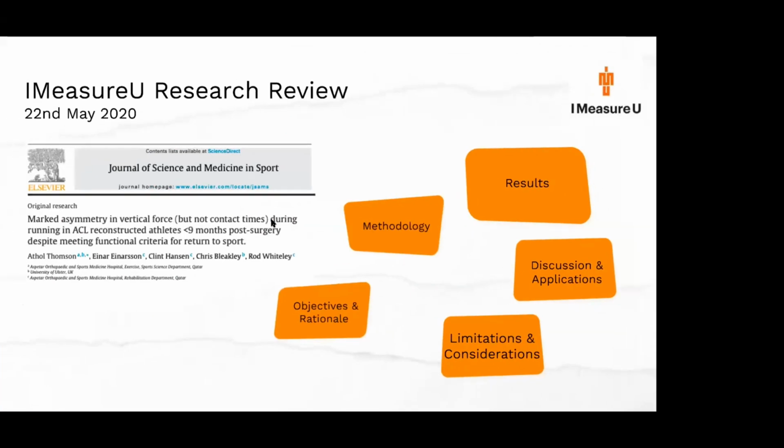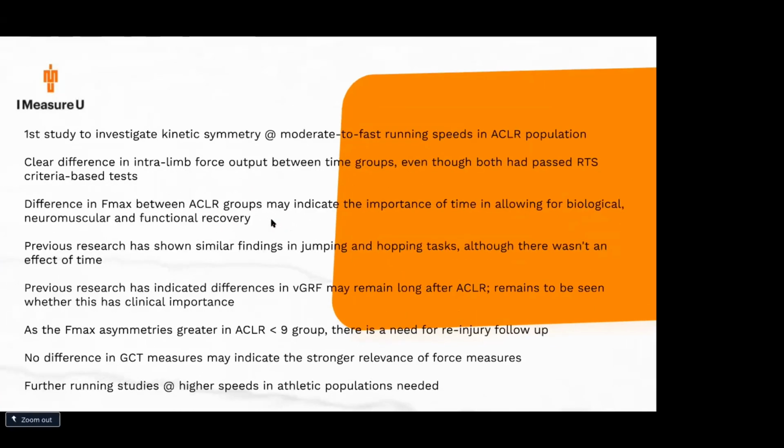Fascinating. So in terms of the discussion and applications, the authors highlighted that this was the first study to investigate kinetic symmetry at moderate to fast running speeds in an ACLR population. And as we can see from the data, there was a clear difference in intralimb maximum force output between the time groups, even though both had passed the return to sport criteria-based test that they use at Asymmetry. So that's interesting in itself.